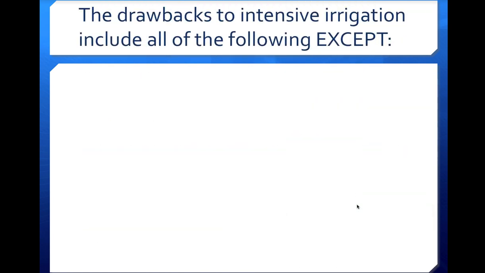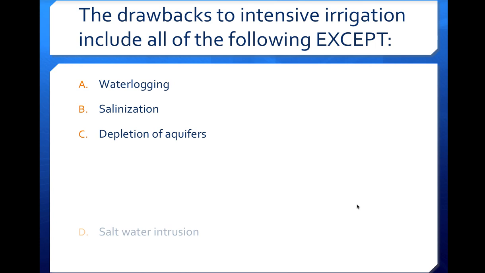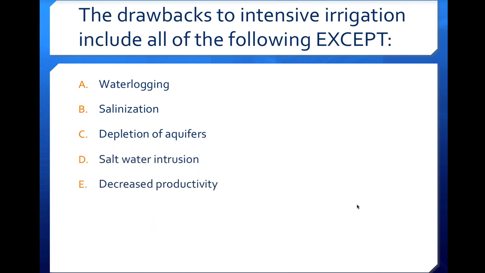Quick quiz question. The drawbacks to intensive irrigation include all of the following except: waterlogging, salinization, depletion of aquifers, saltwater intrusion, or decreased productivity. So which of the following is not a drawback to intensive irrigation? Go ahead and take a look at the list, choose your answer, and if you haven't picked it yet, go ahead and pause. The correct answer is E, decreased productivity.